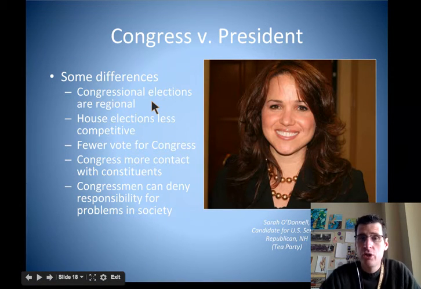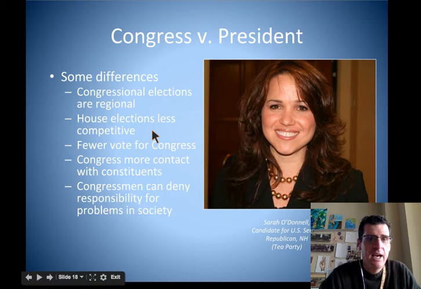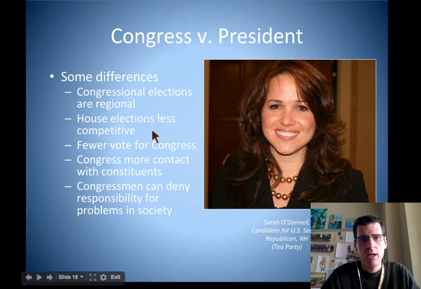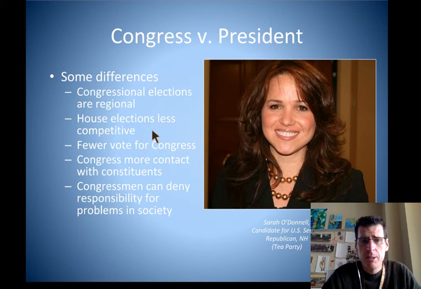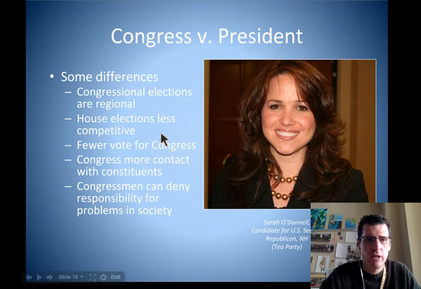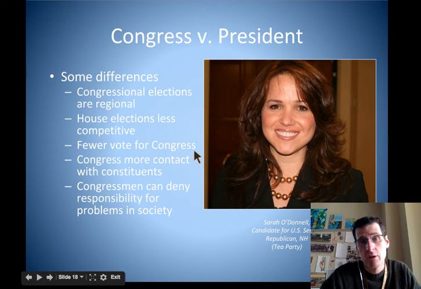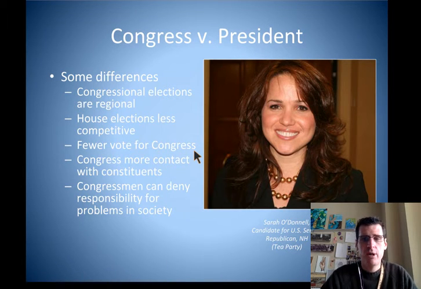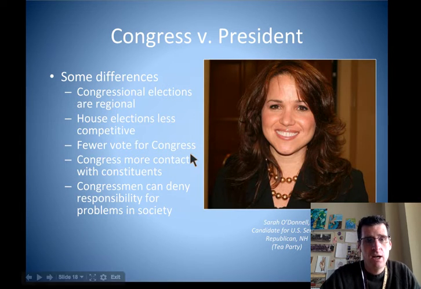Congressional elections are regional, whereas presidential elections, of course, are national. House elections tend to be less competitive. In a smaller district, smaller area, there aren't as many people who go up to challenge, and it's harder to beat an incumbent because they have the name recognition in a small area. Fewer people vote for Congress, so that when you have a midterm election, when there's not a president up for election, then you have fewer people turn out, drastically fewer.